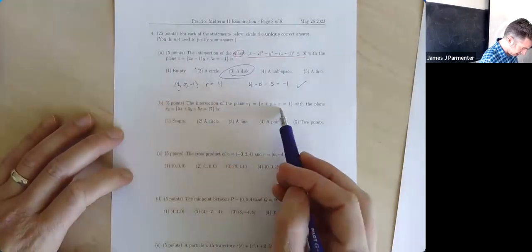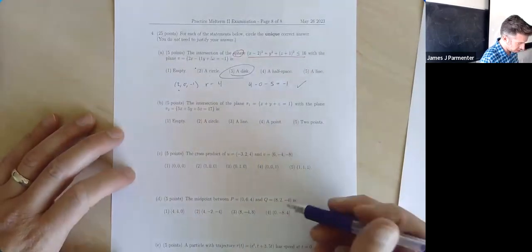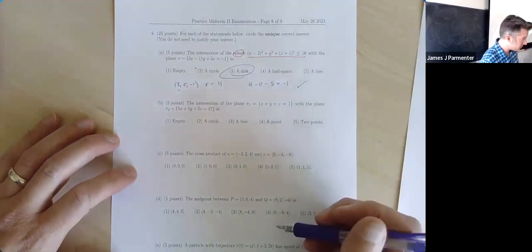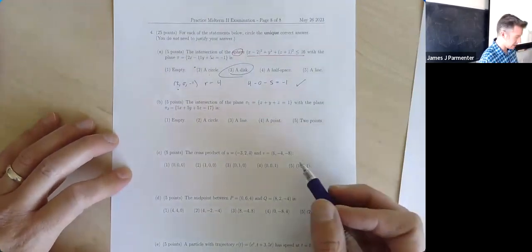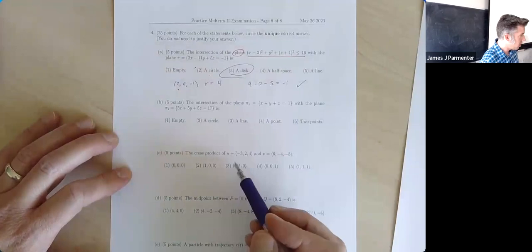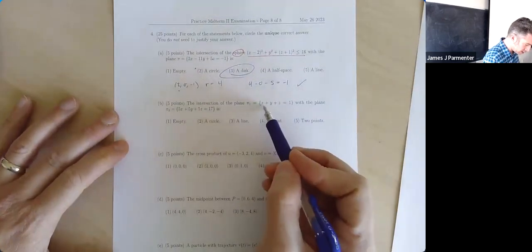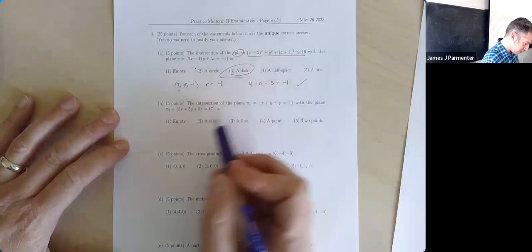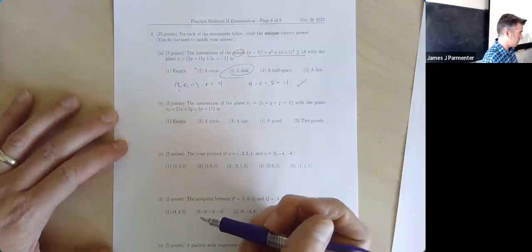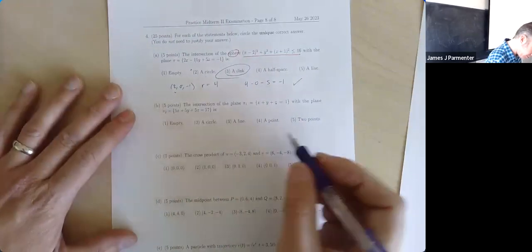Let's look at the next one. The intersection of this plane with that plane. Okay, so they've made it easy. These planes are definitely parallel. They could be the same plane though. So we have to double check just to make sure that they don't contain the same point. This plane contains the point 1, 0, 0. This plane does not contain the point 1, 0, 0. So we're good to go. They're parallel. So they're empty.